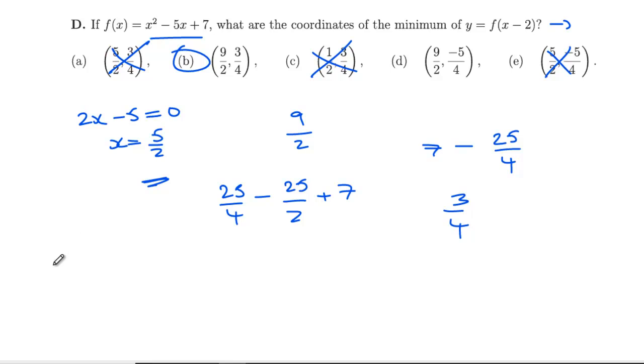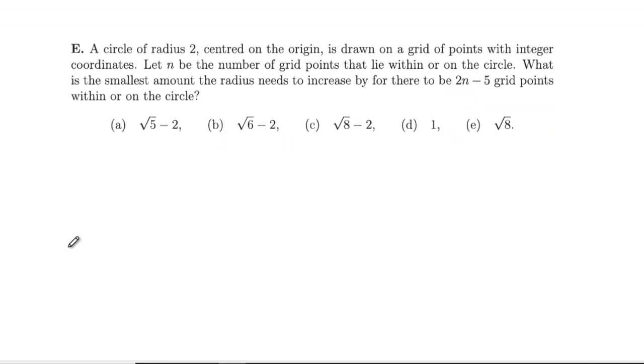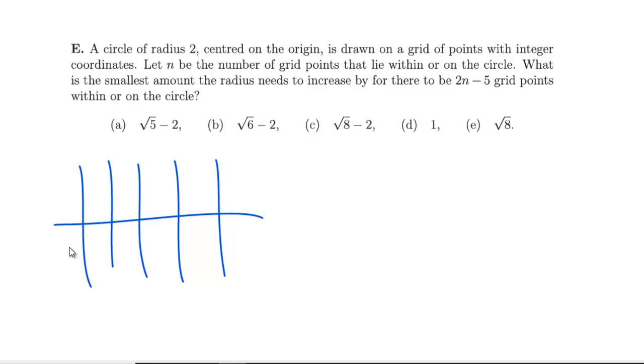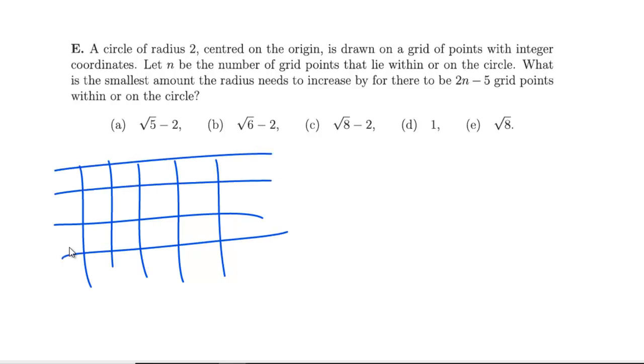Right, they're not doing much to test us as yet. Circle of radius 2 centered on the origin is drawn on a grid of points with integer coordinates. Let n be the number of grid points that lie within or on the circle. Right, so we've got a grid of integer points, it was saying, is it? Right, so we've got something like this going on. That's our origin. And this is radius 2. So it's going through there, there, there, and there. So it's doing that.